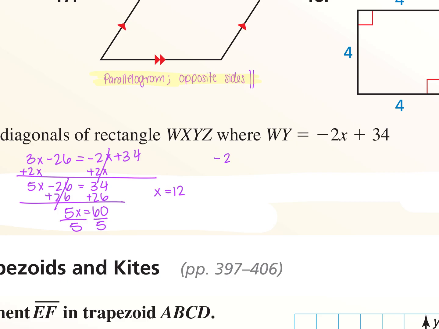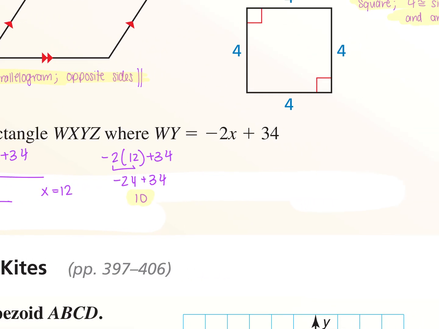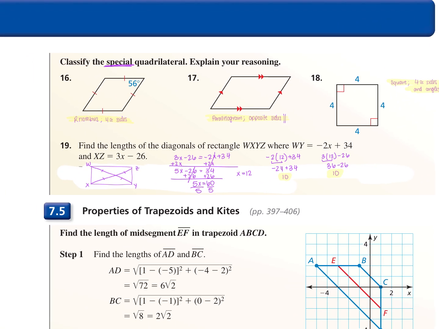I'm going to have negative 2 times 12 plus 34. This is going to give me negative 24 plus 34, which is 10. If you plugged it into the last one, the other side, which was xz, solving it, you have 3 times 12 minus 26. It's going to give me 36 minus 26, which still gives me 10. So again, they're asking for the length, not for x.